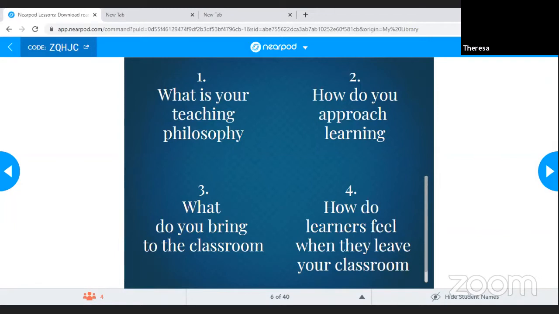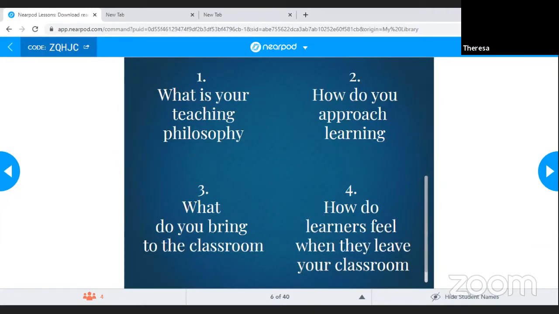For question number 3, what do you bring to your classroom? Do you bring energy? Do you bring creativity? Do you bring curriculum and assessment? And do you enforce strictly what is expected of you as a teacher? I want you to think about that as well. What are you bringing to your classroom?